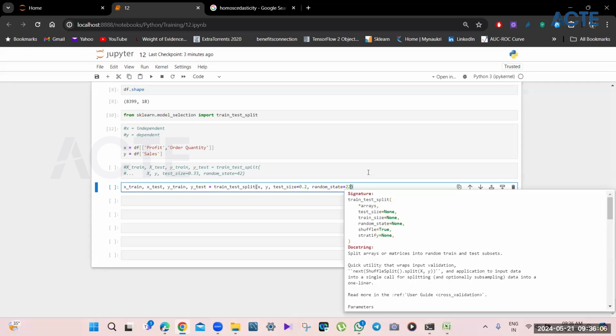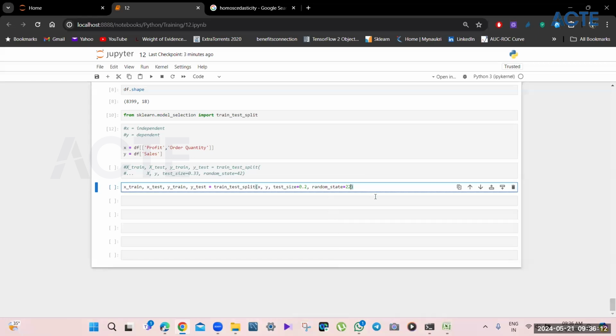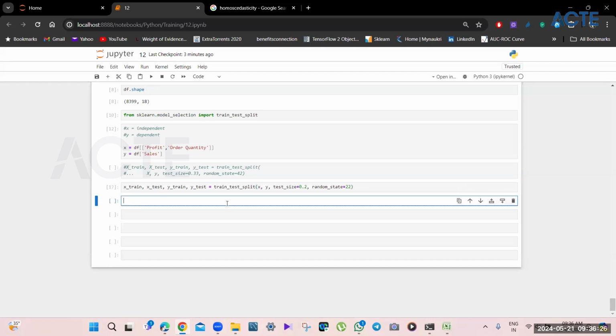Also, we need some other things. If needed, you can specify the stratify. Stratify will maintain. Now, this is not needed for regression. This will be needed for classification models, stratification. So it's not needed for now. So if I run this, yes, the code has been executed.